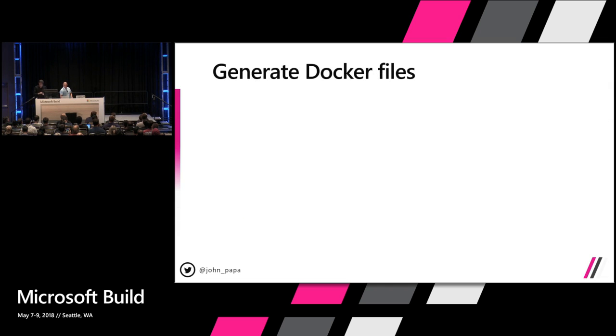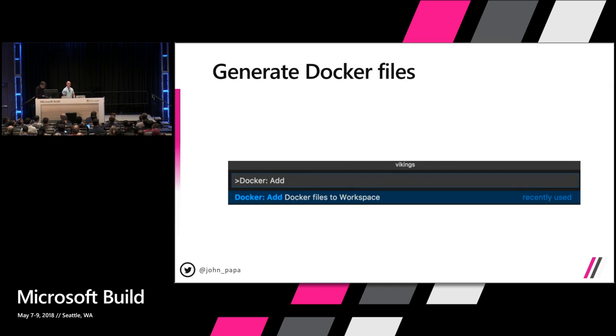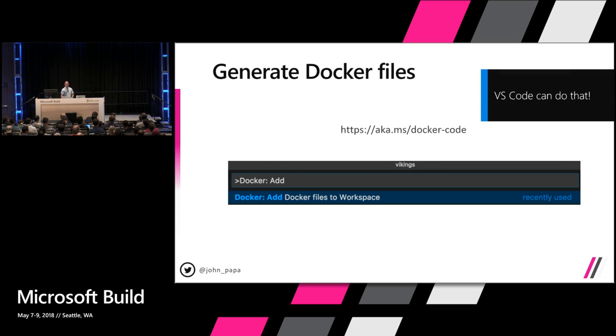So what can we do with tooling to help solve this problem? Guess what VS Code does for you? Adds Dockerfiles to your workspace. You just hit a button, Command Palette, open it up. Thank you. Thank you very much. Open the Command Palette up, hit Add Docker Files to Workspace. And you can get that from the Docker extension from this link.